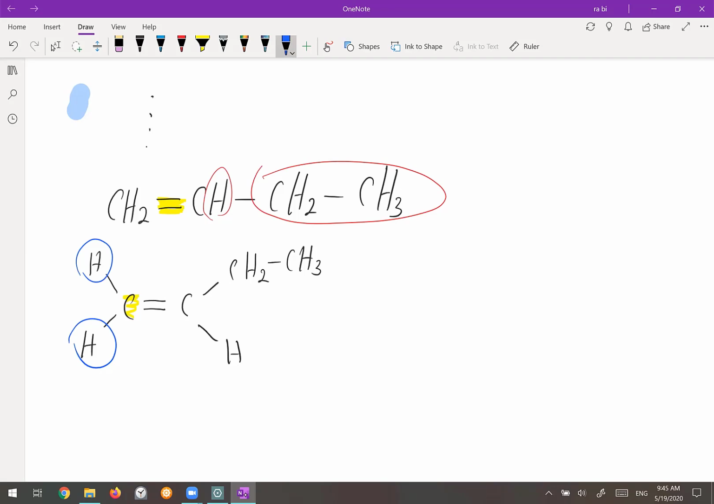So when 2 same groups are bonded to either of these carbons at the 2 sides of the double bond, then you don't have cis or trans isomers. Okay, so for 1-butene, we don't have cis or trans. But for the 2-butenes, where 2 different groups are bonded to each of these carbons at the 2 sides of the double bond, then we have the cis and trans isomers.